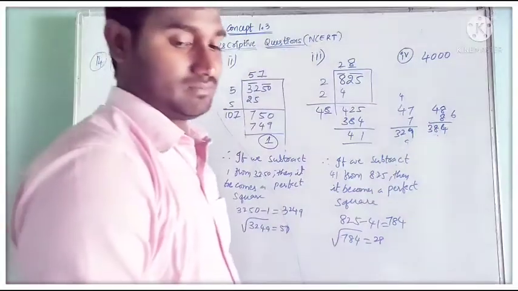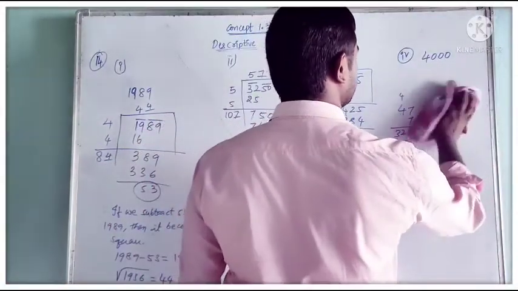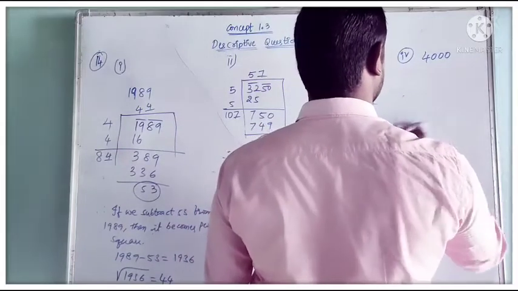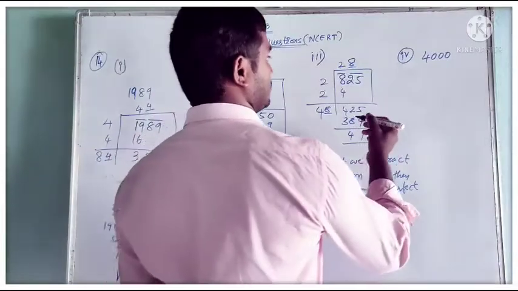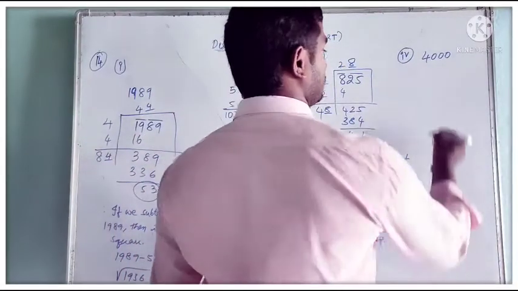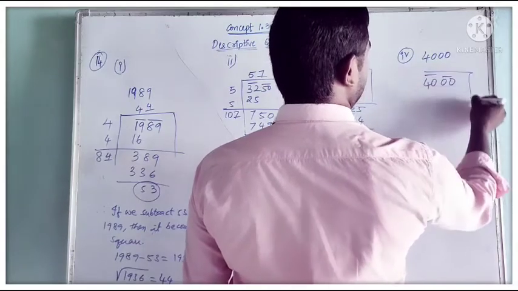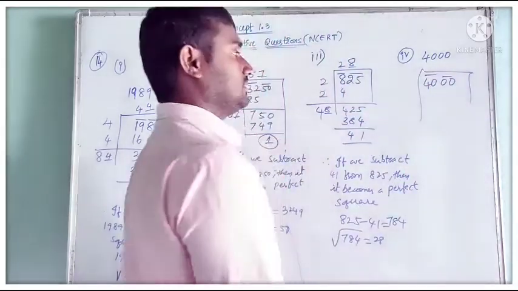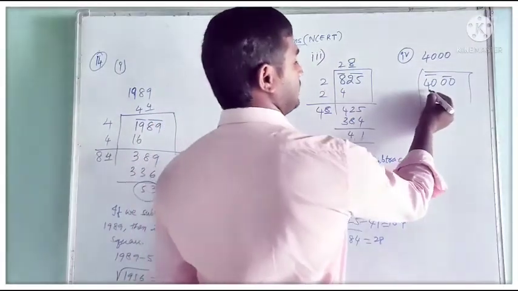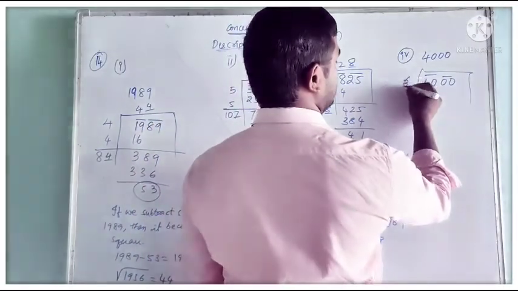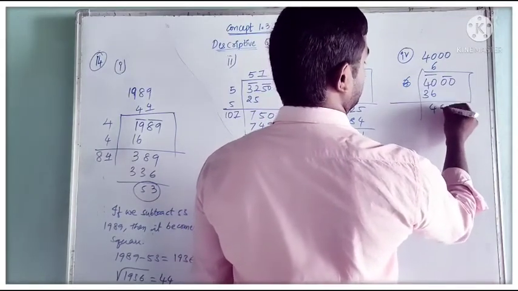Okay, next number we have 4000. So 4000 is not a perfect square. Just you can make pairs. So 40, 00, write down the bars likewise. The nearest perfect square is 36. 6 into 6 is 36, and then 4, 0, 0.